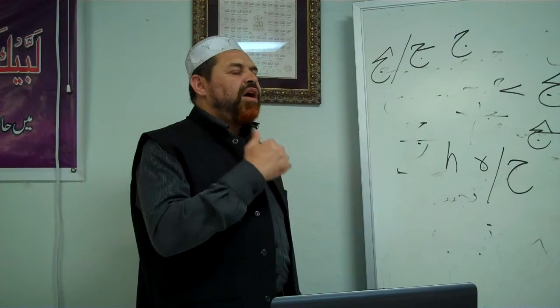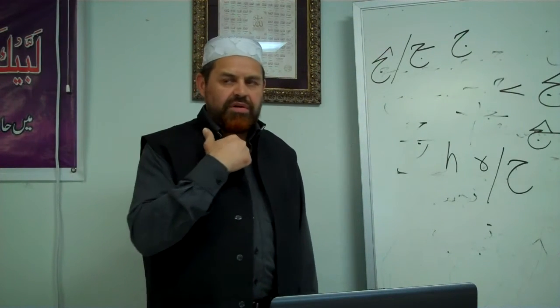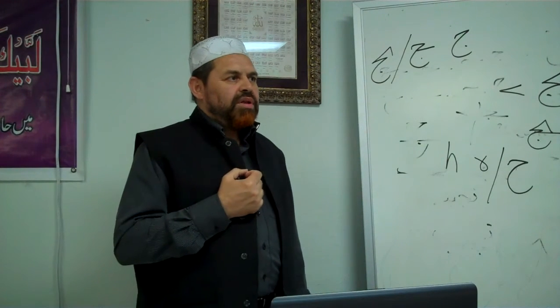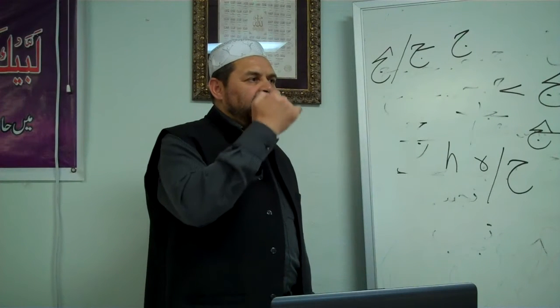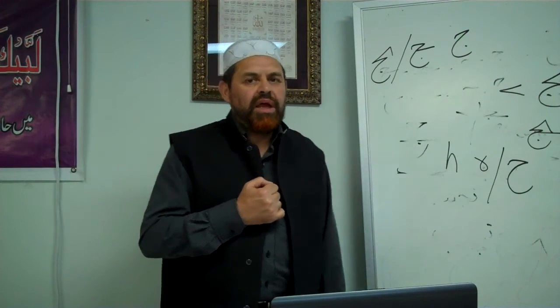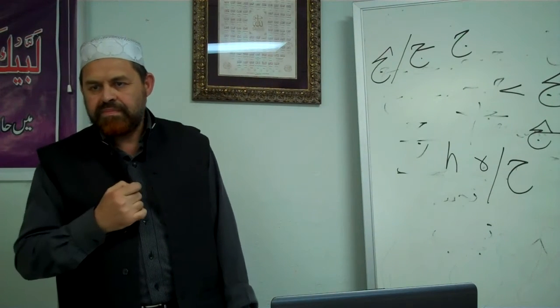So these 3 points are, first, our throat. Some letters are pronounced from our throat. The second point of articulation is our tongue. And the third one is our lips.